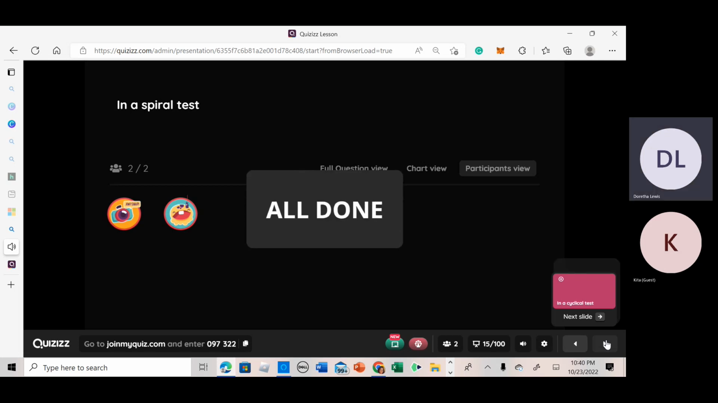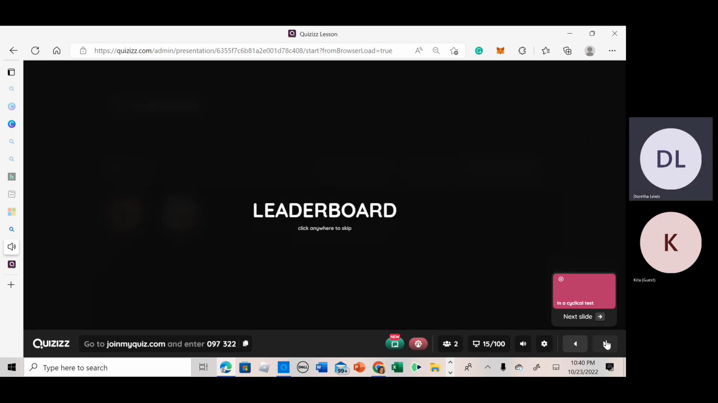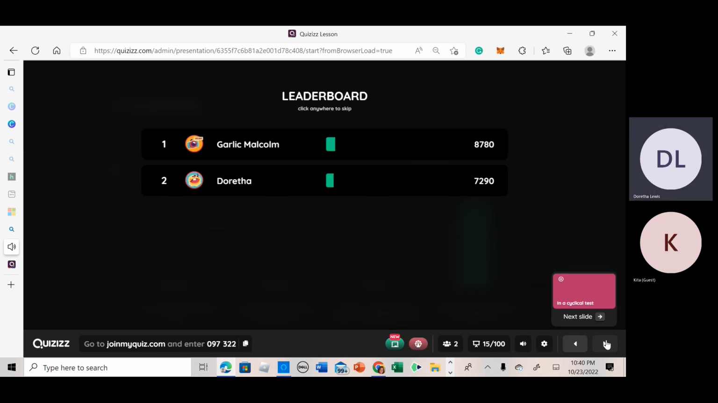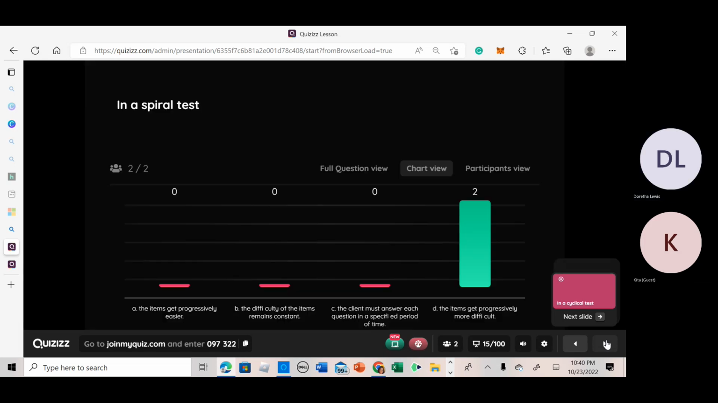In a spiral test, the correct answer is D. The items are given progressively more difficult. Just remember that a spiral staircase seems to get more difficult to climb as you walk higher and higher.